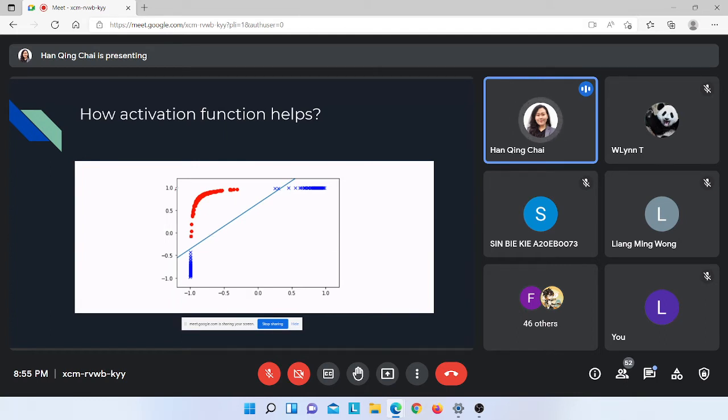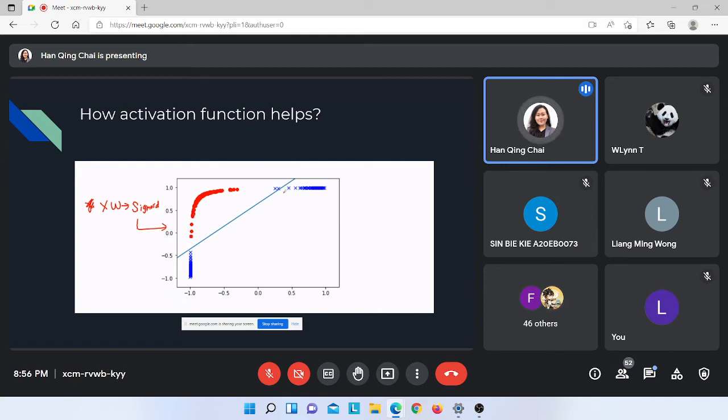Okay, so next, how this activation function actually helps. This is a sigmoid example. After the data that we said just now is fed into the activation function in the neural networks, this is how it will become. After processing the data, we calculate the input X and weight W. It will pass through the activation function, let's call it S, for sigmoid. And then they will output this thing. They will get this shape.